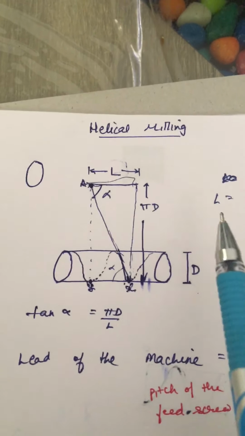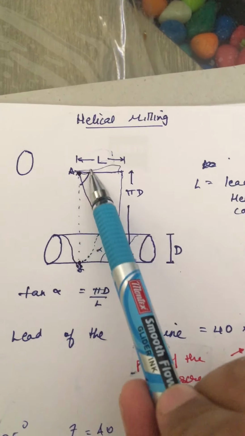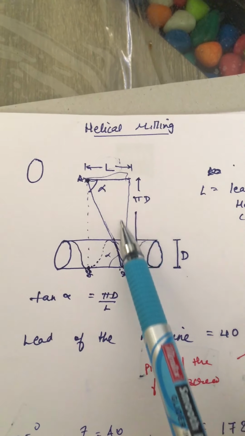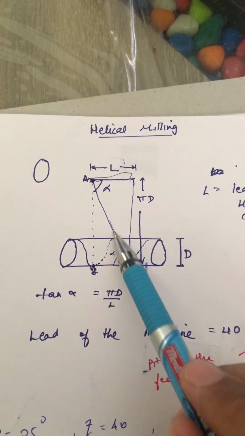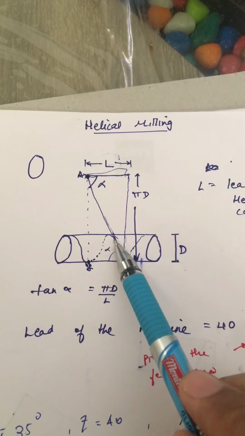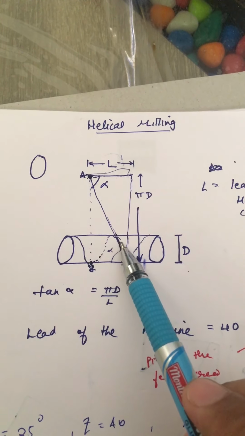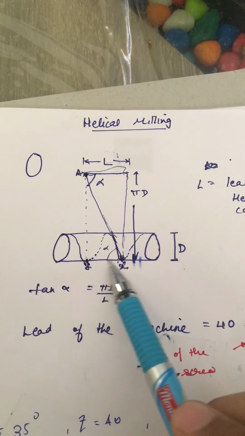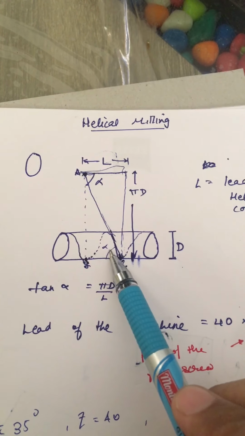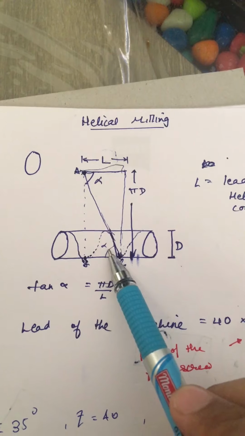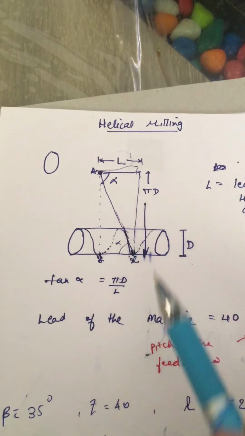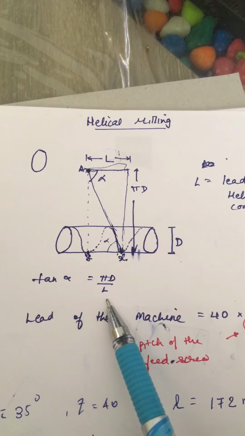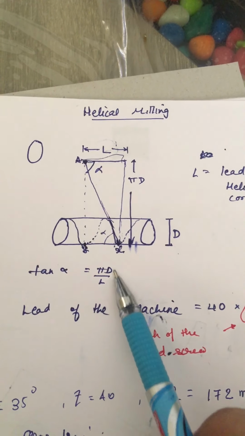All right. Now that we have been successful in drawing this triangle, the tangent that I have drawn is inclined at some angle alpha to the horizontal. So this alpha gives me what we call the helix angle, as given here as well. Taking the help of trigonometry, tan alpha is equal to pi d by L. This is how I can go for it.